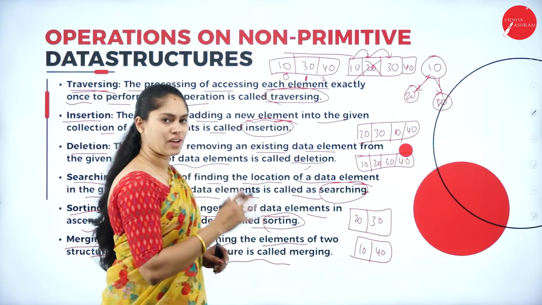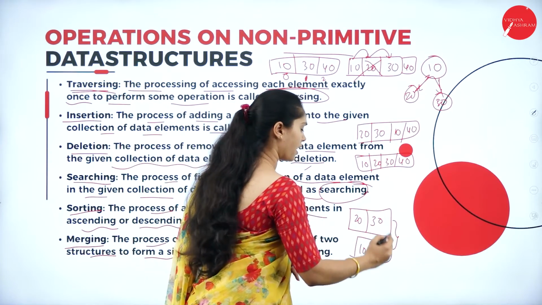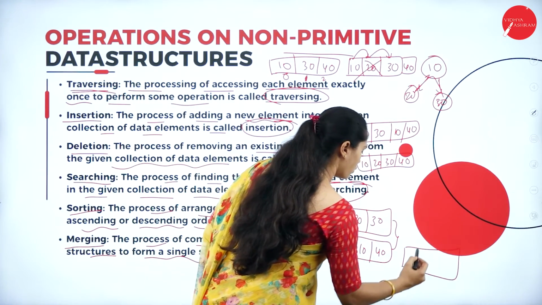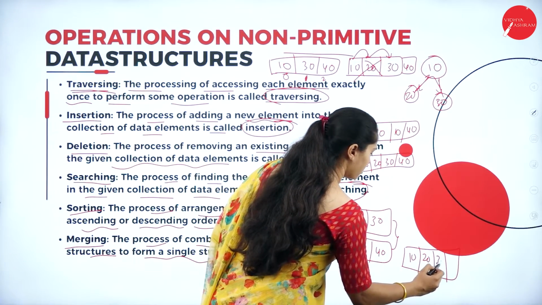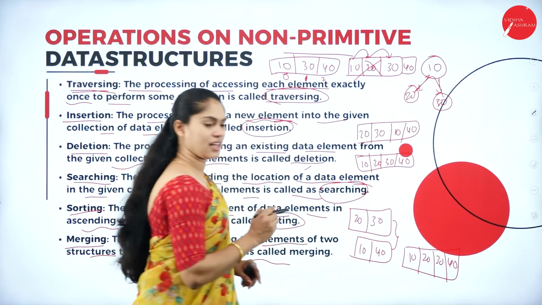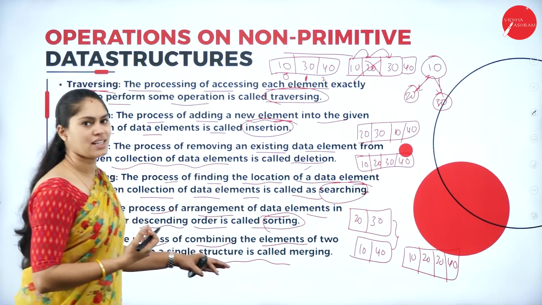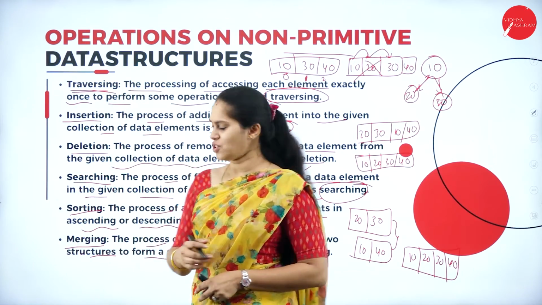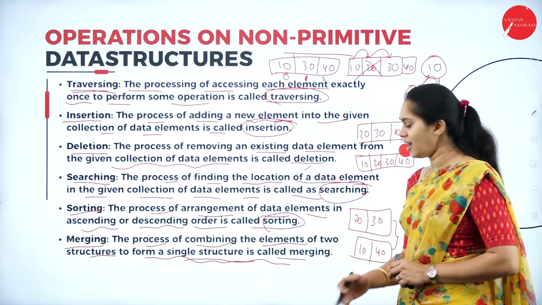When I am performing this merging operation, I am going to combine these two. Then I form one more data structure: 10, 20, 30 as well as 40. That is what merging is all about. So the process of combining the elements of data structures to form a single data structure is called merging.